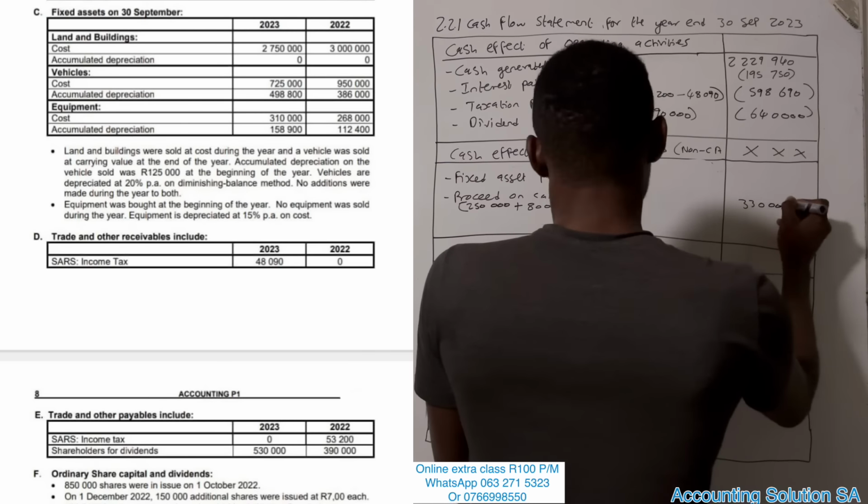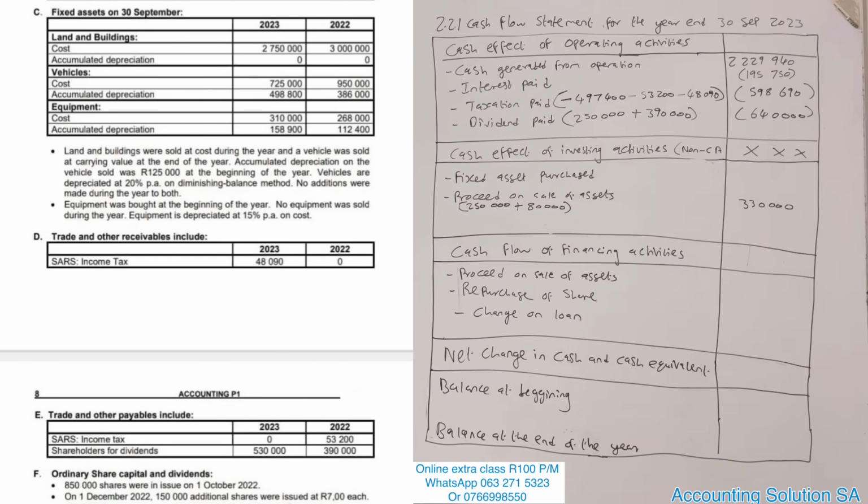Okay, let's see. Fixed assets purchased. What was purchased here? They say equipment was bought. Equipment was 268 last year, and this year is 310. Let's see how much different. 310 minus 268 is gonna give us 42.